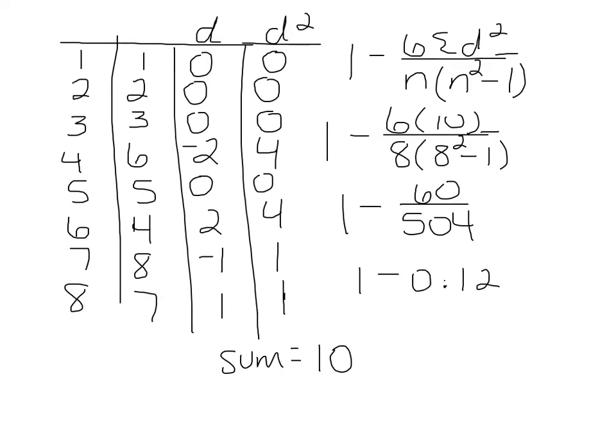2 places after the decimal, please. That was 0.119, so we round up to 0.12. 1 minus 0.12 is 0.88. That is their R value, and they are very closely related in what they liked.